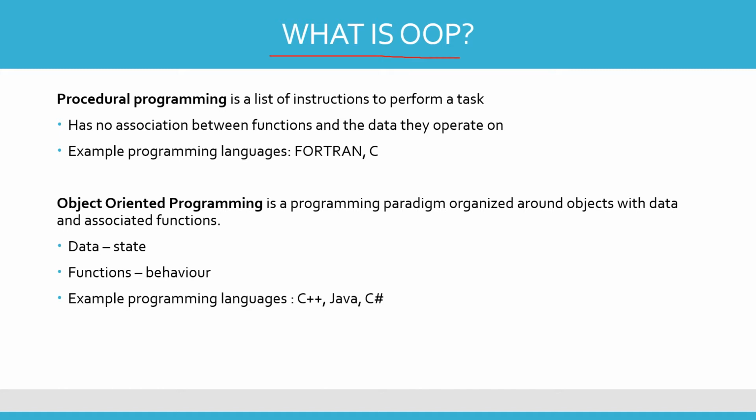So we talk about procedural programming, which is a list of instructions to perform a task. It has no association between functions and the data they operate on. Examples of programming languages are Fortran and C++.